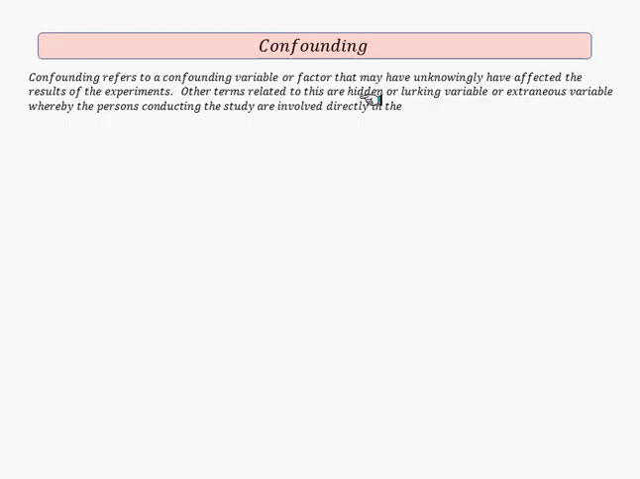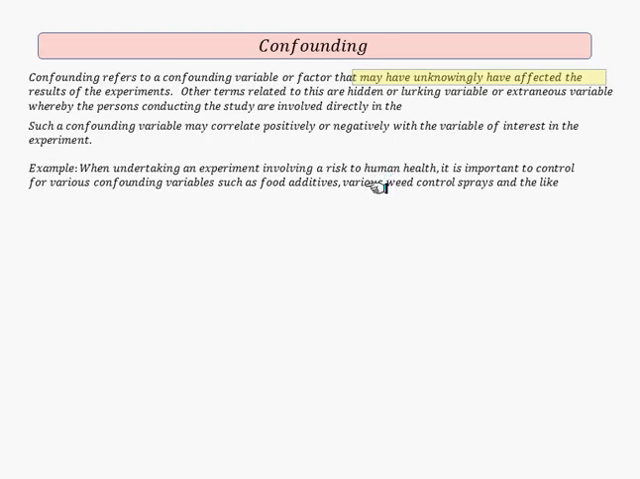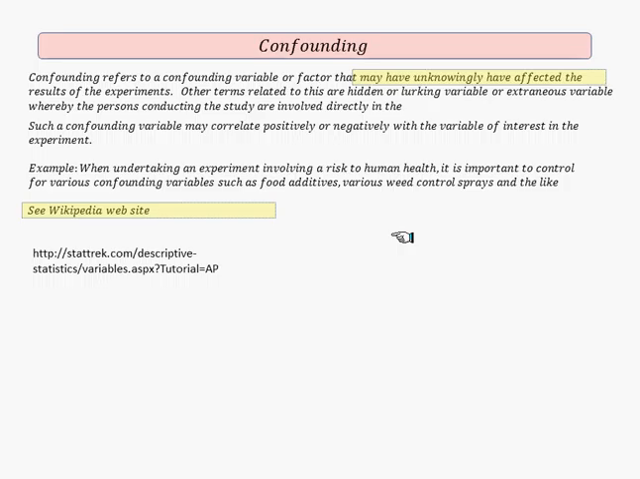They're called often hidden or lurking variables, and they're extraneous variables which are involved as a factor. And if we're suggesting here that if you involve an experiment with human health, it's important to control for various confounding variables such as food additives, weed control sprays, and so on. So we ask you to look at Wikipedia site or the StatTrack site where this information can be found.